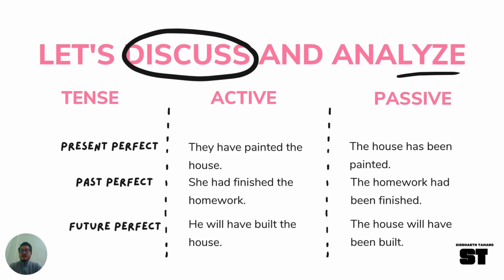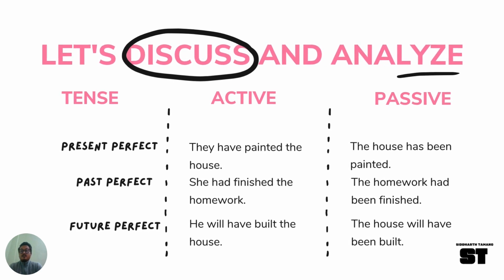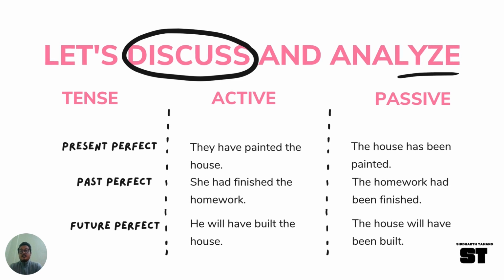Now let us look at the perfect tenses and how the to be and past participles are used. Present perfect. They have painted the house. The house has been painted. Past perfect. She had finished the homework. The homework had been finished. Future perfect. He will have built the house. The house will have been built.